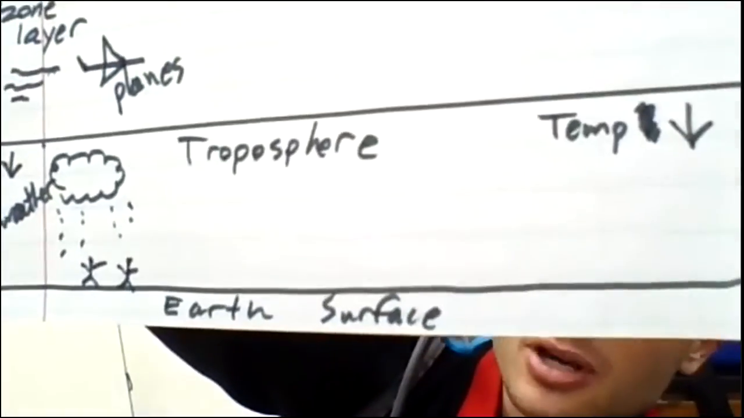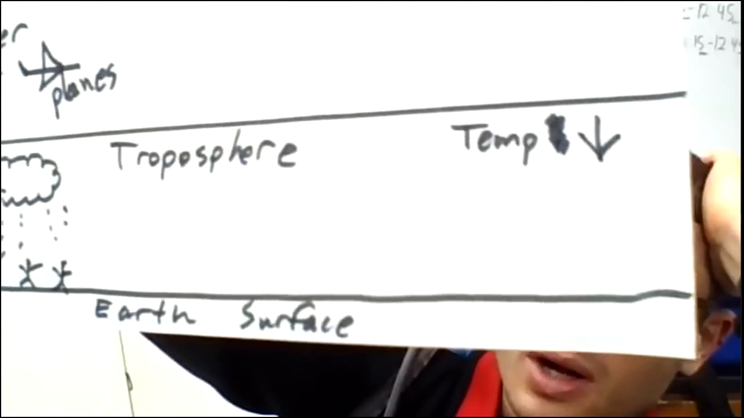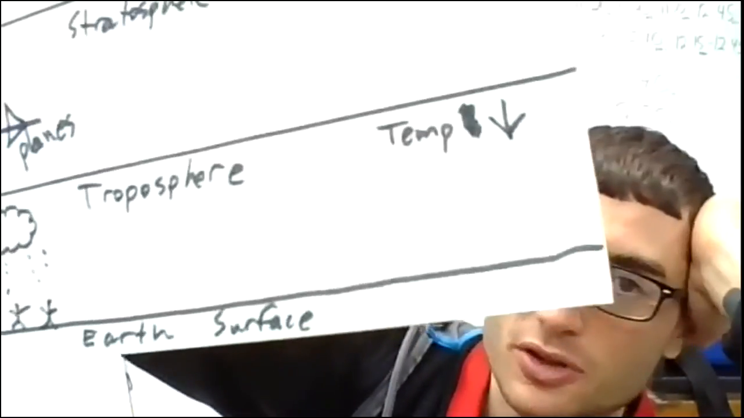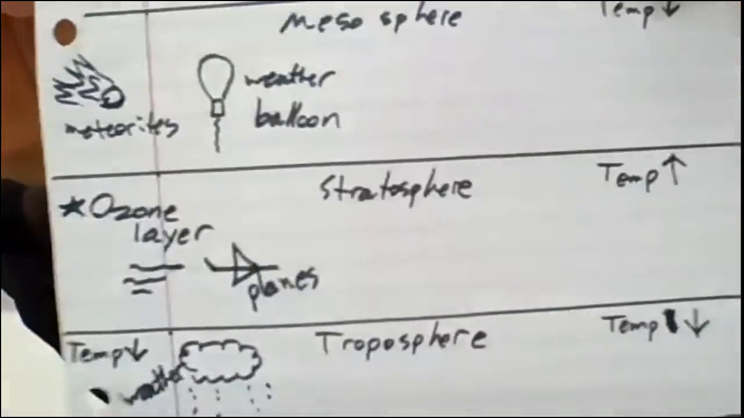Again, the higher up you go on a mountain, what's usually at the top of that mountain? Well, you've got snow, right? Because the higher up you go in the troposphere, the colder it gets. Got 5 minutes. I'm going to move on.